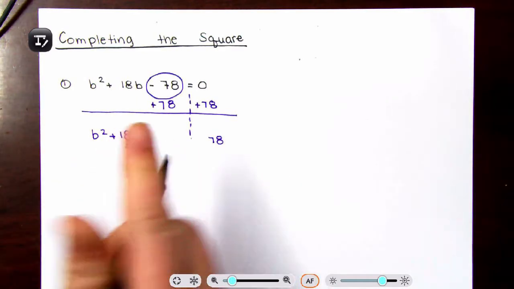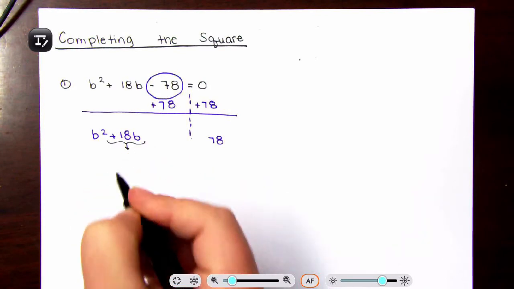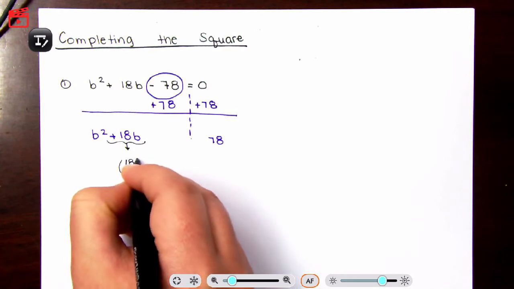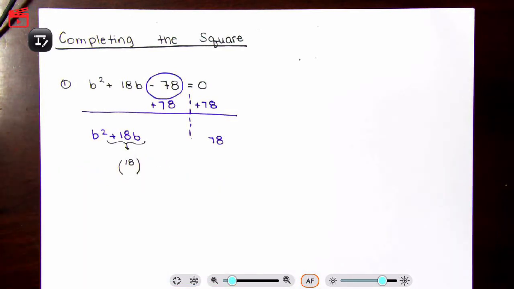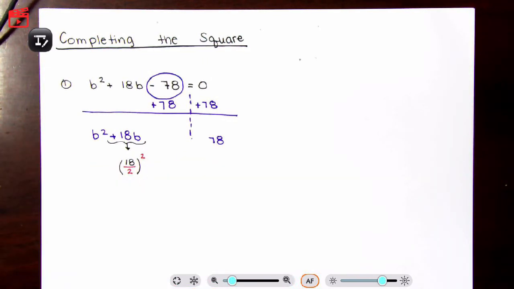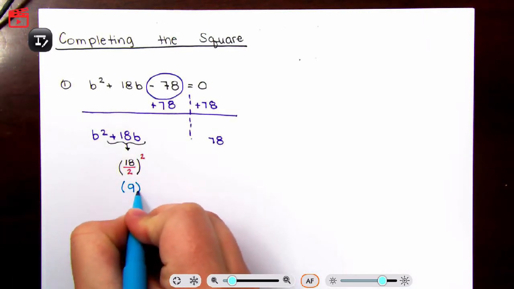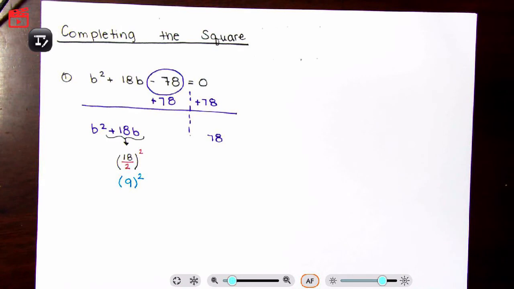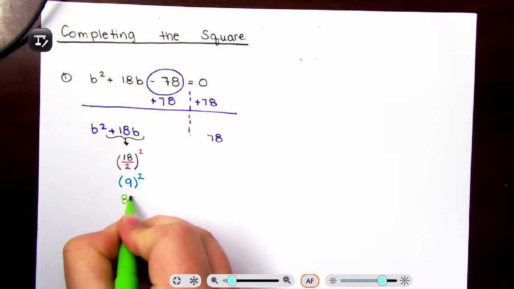Sorry about that. Okay, take this middle term, and you're going to take that number, in this case 18. You're going to divide that number by 2, and you're going to square it. Now, 18 divided by 2 is 9. And 9 squared is equal to 81. And I'm going to use a third color here to show you that now it's equal to 81.